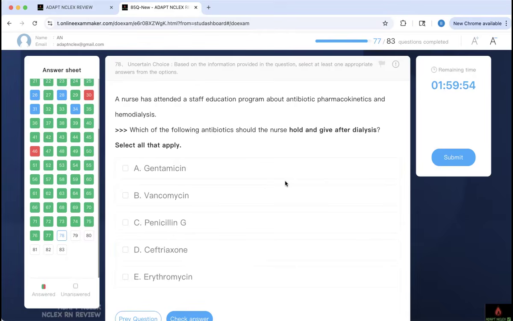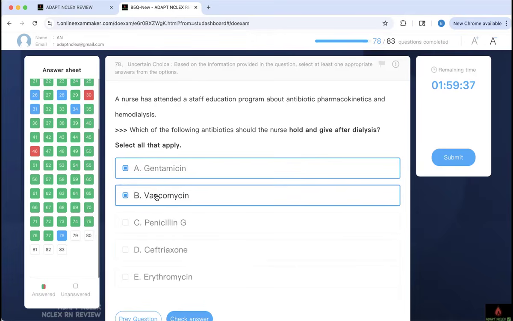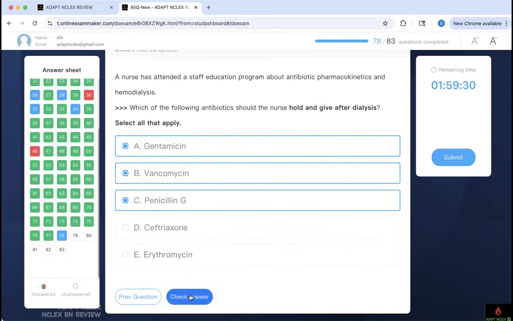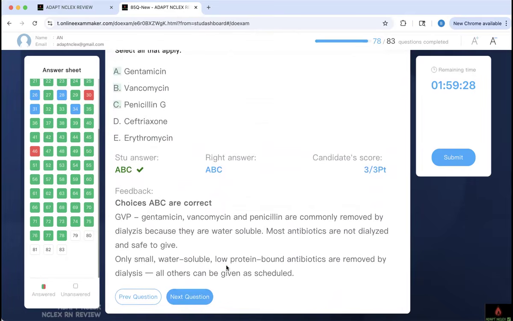If you don't know, the key concept is small, water-soluble, and low protein are the most commonly removed by what? Dialysis. So these are few medications. One of them is gentamicin, is very small, water-soluble. Vancomycin, small, water-soluble. Penicillin, small, water-soluble. The rest of them are big. So know them, know them, know them.